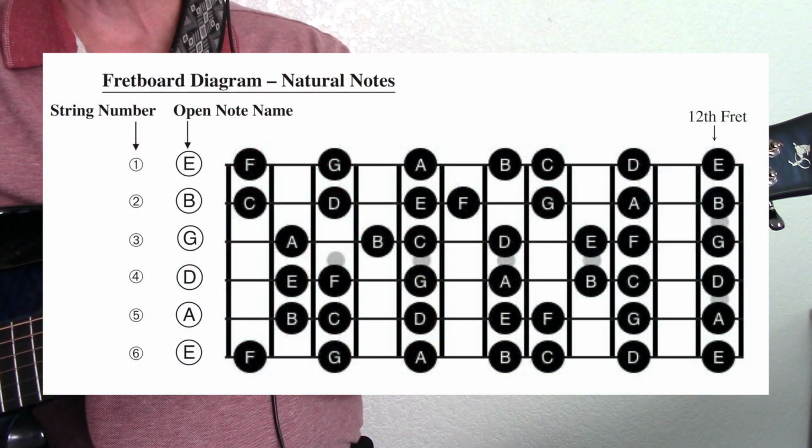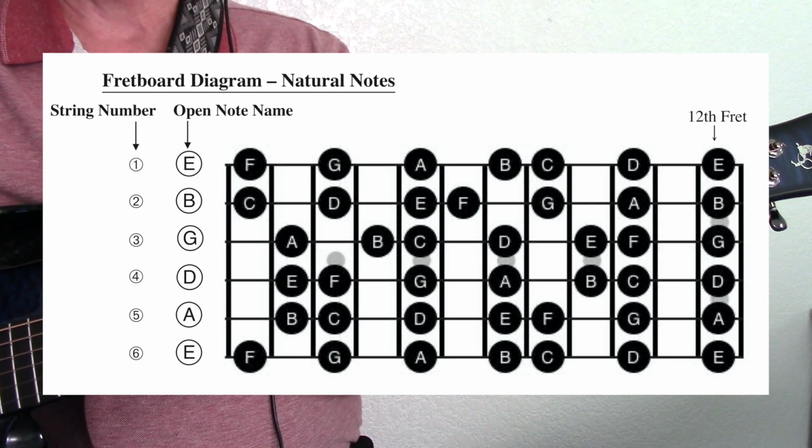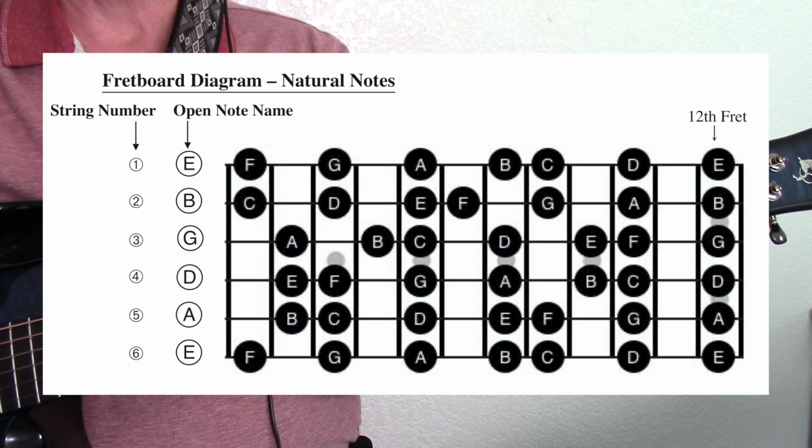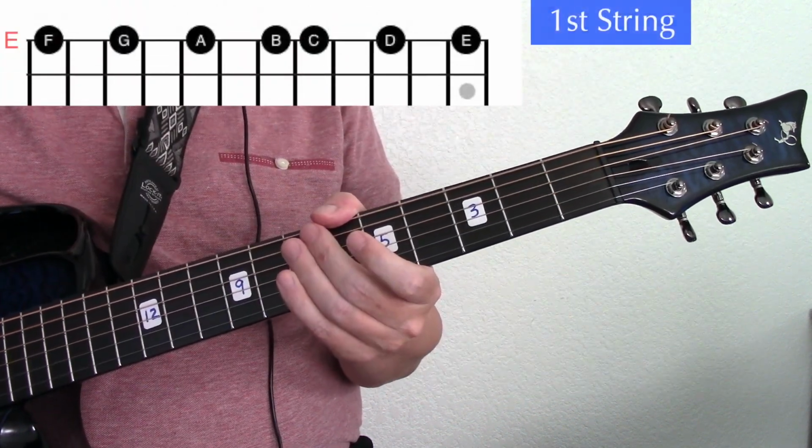Here are all the natural notes on the fretboard. And the natural notes would correspond with, say, the white keys on the piano. This is a lot to take in at once, so we're going to break it down string by string, starting with the first string. So here are the notes on the first string.